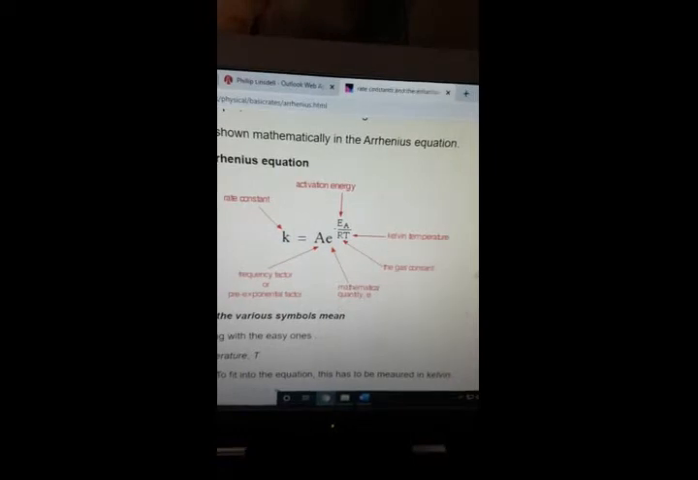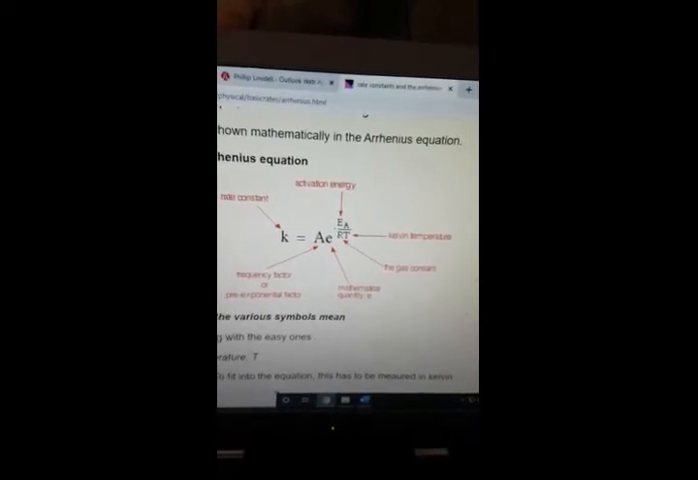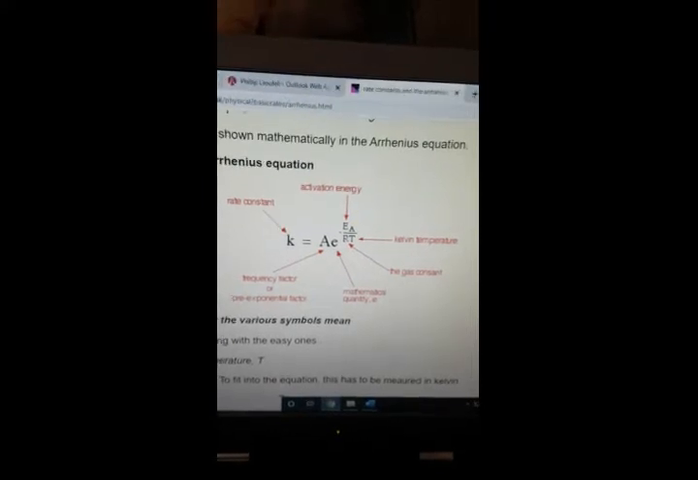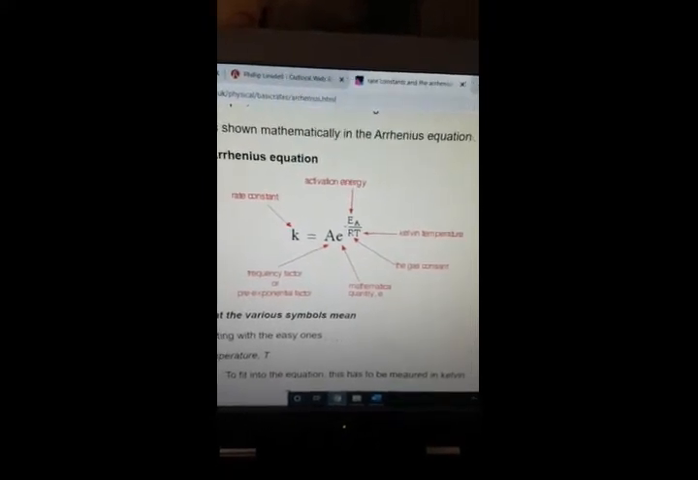However, in this form, it's not really usable. We need to make it more useful to us. We need to rearrange that equation, and I'm going to explain to you how to do that now.